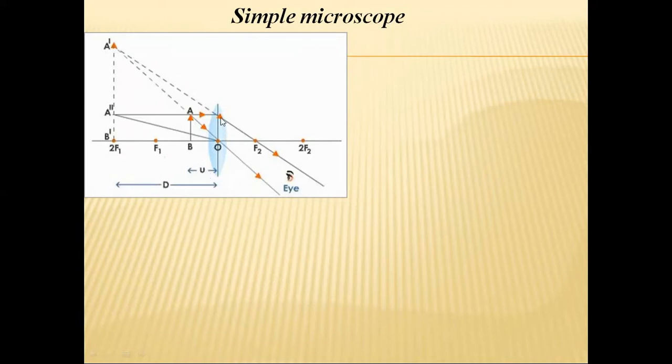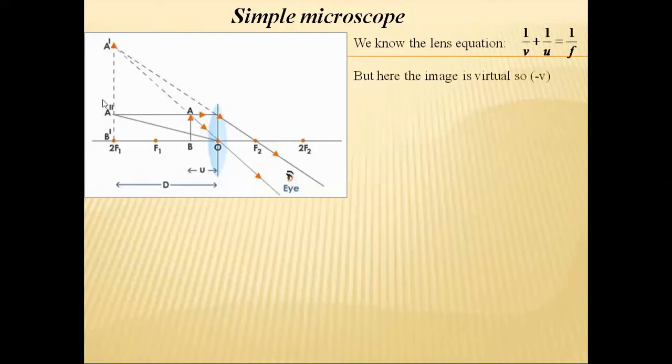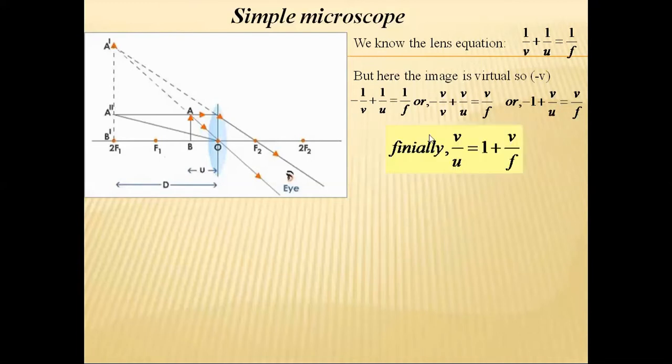This is the real ray diagram of the simple microscope, and we know the lens equation, that is 1/v + 1/u = 1/f. Here the image must be virtual, so we take the virtual image as minus v. Now we put minus v in the main equation: -1/v + 1/u = 1/f. Now I multiply by v on both sides, so -v/v + v/u = v/f, and finally we get -1 + v/u = v/f, so v/u = 1 + v/f.